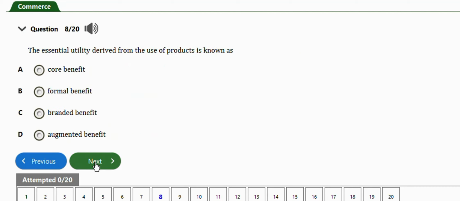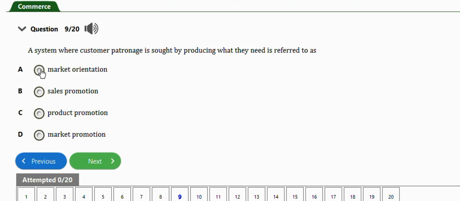Okay, next question. It says the essential utility derived from the use of products is known as the core benefit, option A. Next question, it says a system where customer patronage is sought by producing what they need is referred to as market orientation, sales promotion, product promotion, market promotion. Right answer is option A, which is market orientation.